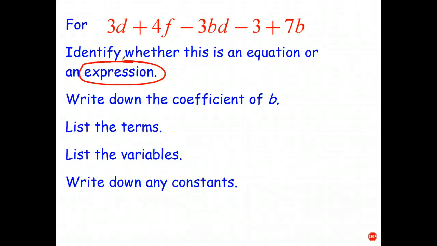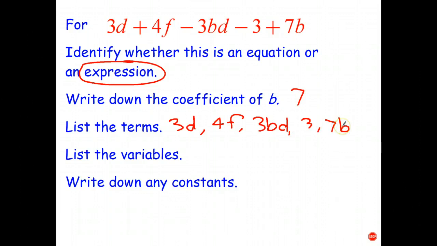A coefficient on B, well, there's the variable B, so the coefficient on B is 7. The terms are those things that are added and subtracted, so that's 3D, 4F, 3BD, 3, and 7B. So those are the terms. Again, terms are added and subtracted.